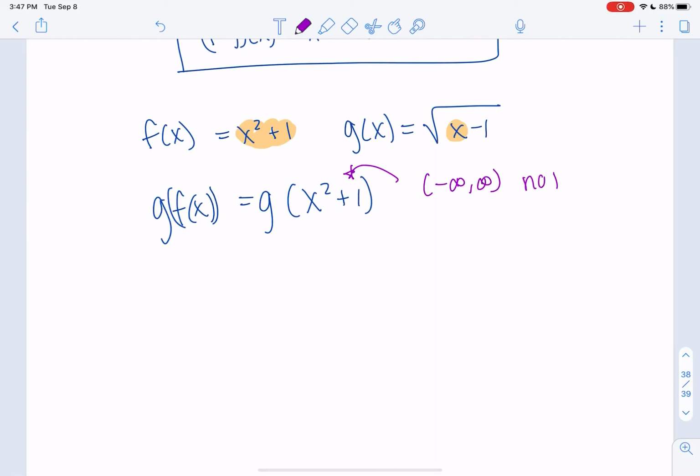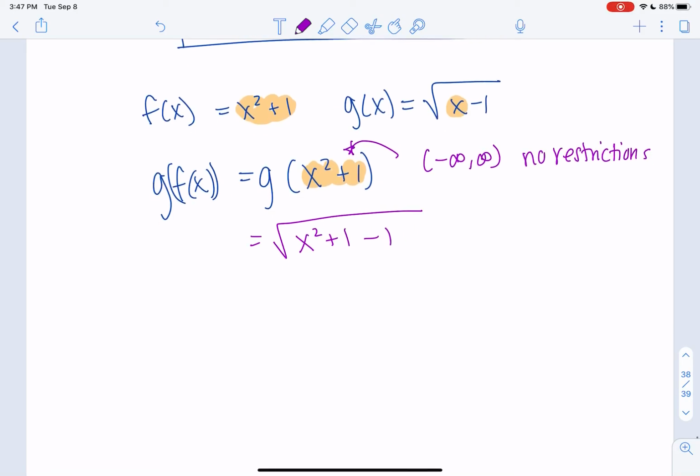So no restrictions. It's basically, what are we allowed to do? If you plugged it into a calculator, would you get an error message? No, there's no numbers that would give you an error message. So we're going to go ahead and plug this in to g of x. So we're going to get the square root of x squared plus 1 minus 1. And then when we simplify, we'll see if there's any new domain restrictions.